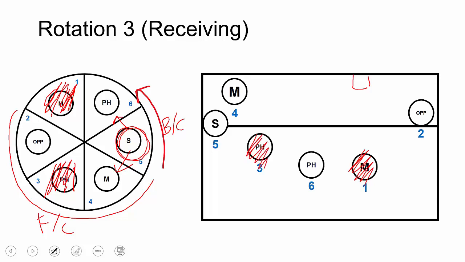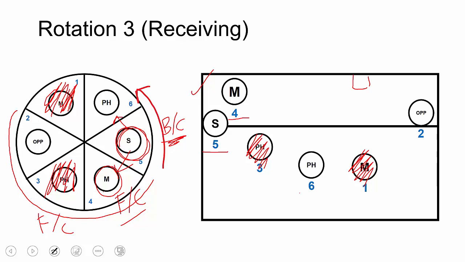Okay, and we need to make sure that the setter here is behind the middle here. Because this middle is front court, the setter is back court here. So the back court has to be behind the front court. Do we see that? The setter here is behind the middle here. Okay, so that's good.